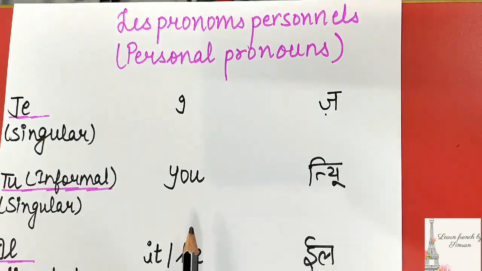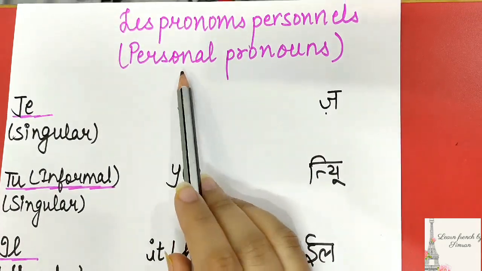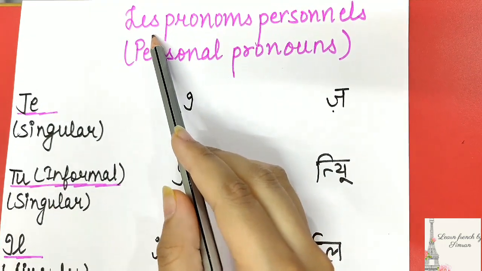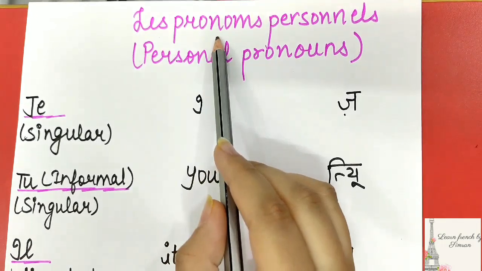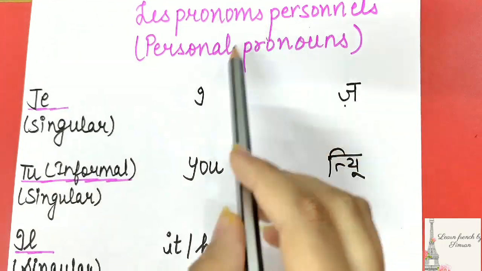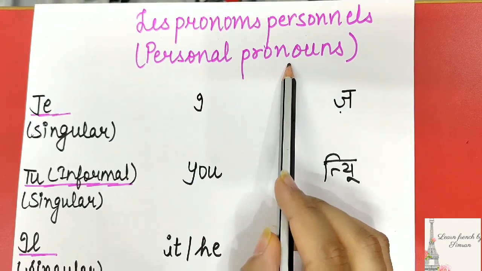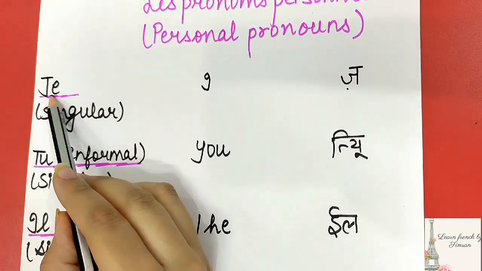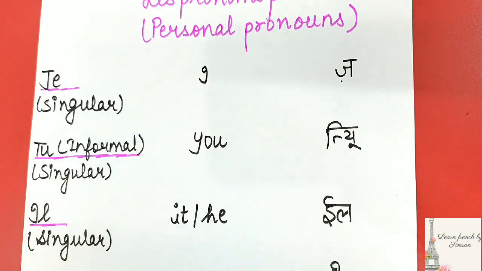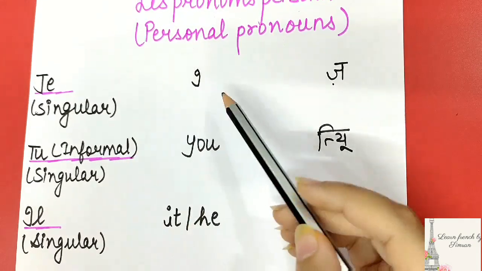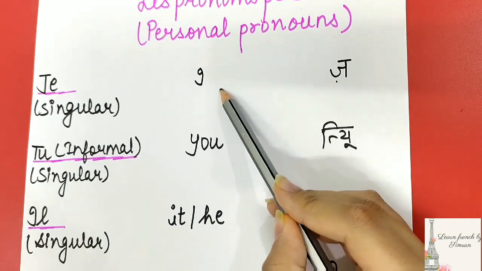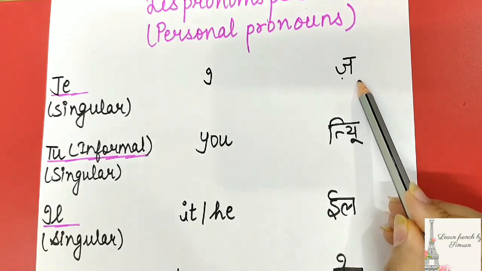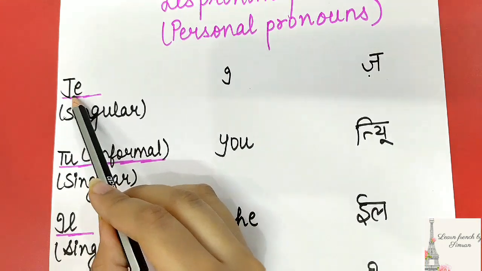In today's video, we are going to learn about the personal pronouns in French. As you can see here, I have written on the top "les pronoms personnels", which means the personal pronouns in French. So let's begin. Here I have written in this column in French, here I have written it in English, and on this side I have written the pronunciation in Hindi. So let's begin with the first.